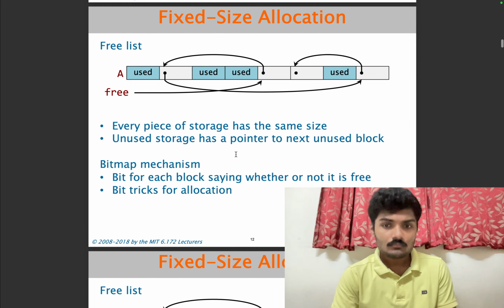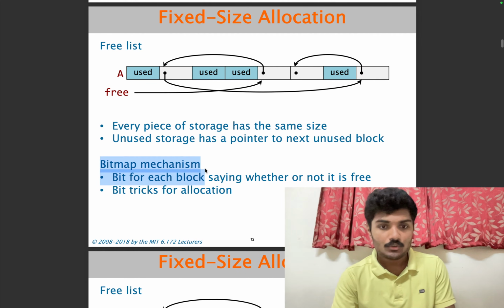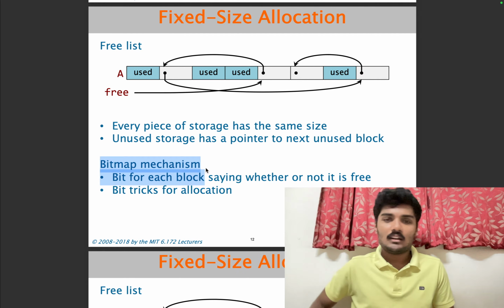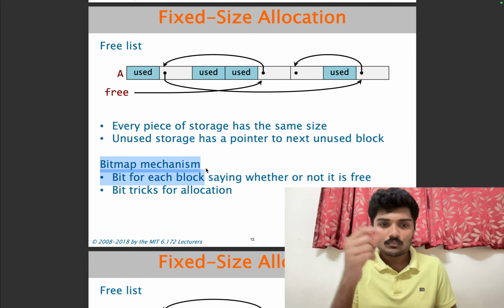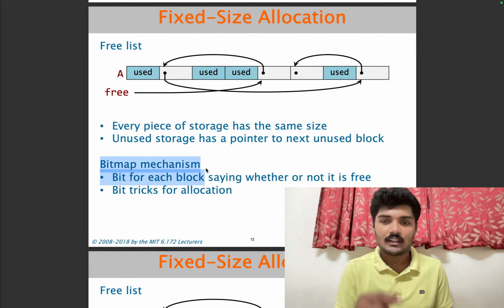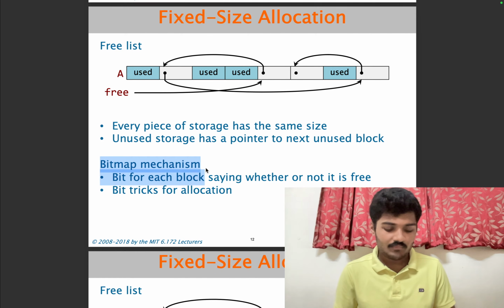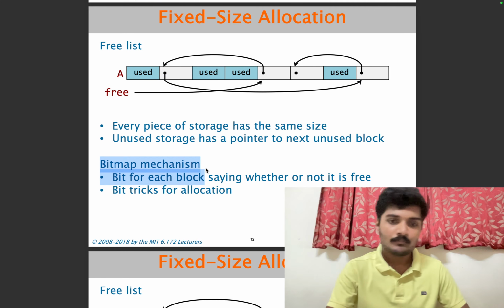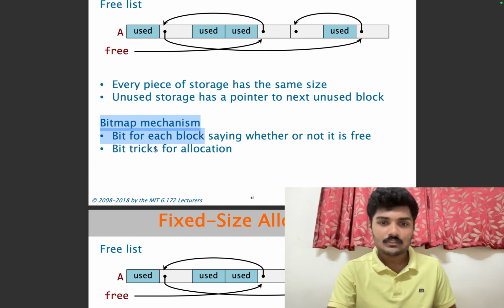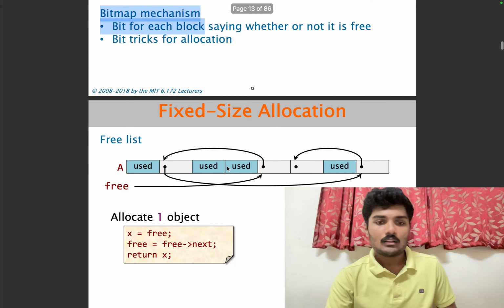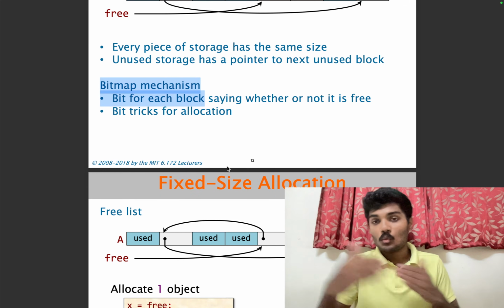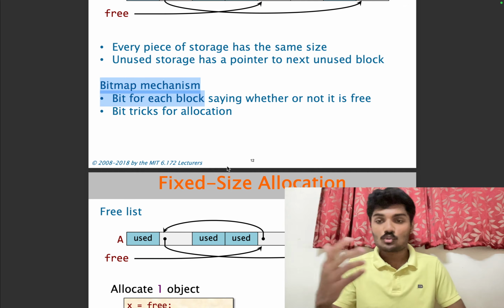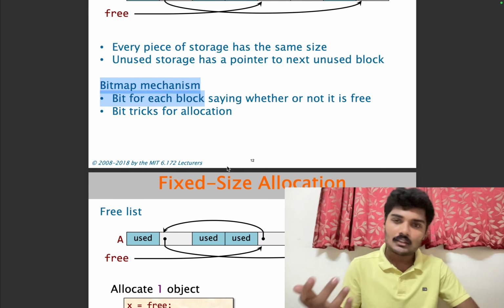They also talked about bitmap allocation, where we manage bits and say, okay, if this bit is present over here, that means it must be a free block. So yeah, bit tricks for allocation. This is interesting, but I will tell you what I found more interesting, which is also more of a real world type of thing.